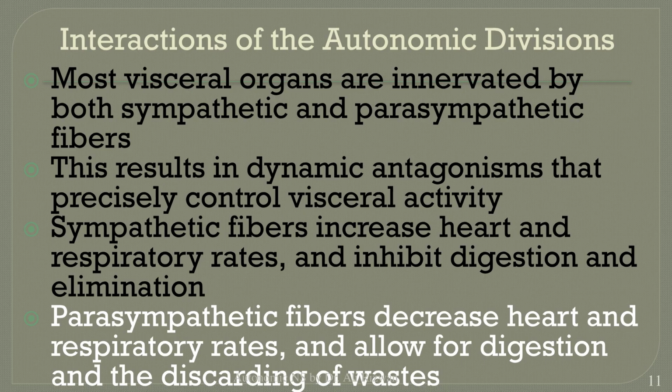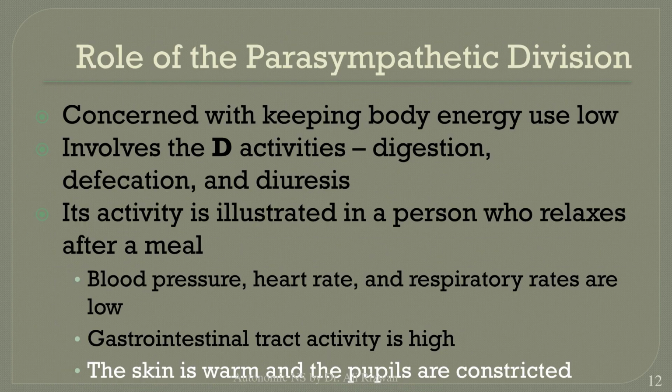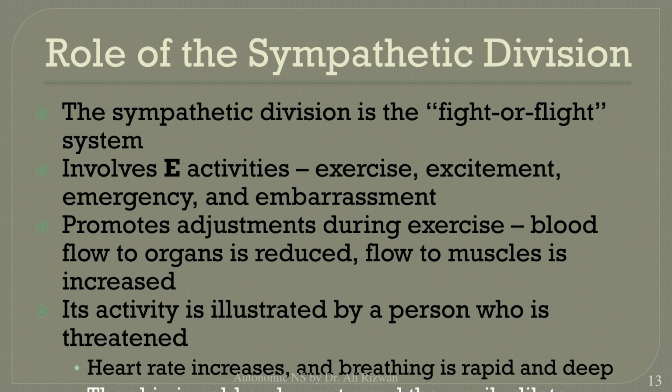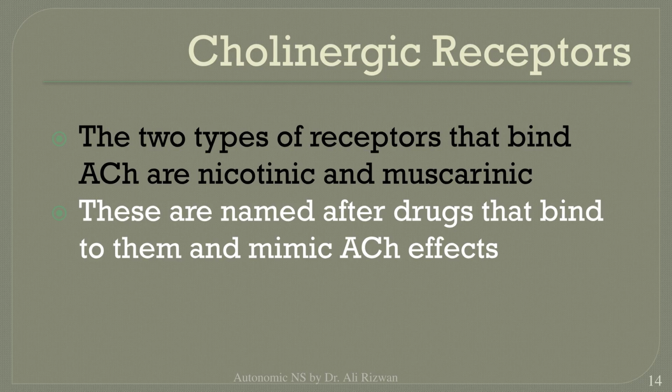Most visceral organs receive input from both sympathetic and parasympathetic fibers. This dual innervation creates a dynamic antagonism, allowing the body to precisely control organ activity. The parasympathetic division focuses on energy conservation, often associated with D-activities: digestion, defecation, and diuresis. It is most active when the body is in a relaxed state following a meal. The sympathetic division is known as the "fight-or-flight system," associated with exercise, excitement, and emergencies. It redistributes blood flow to muscles and prepares the body for action.